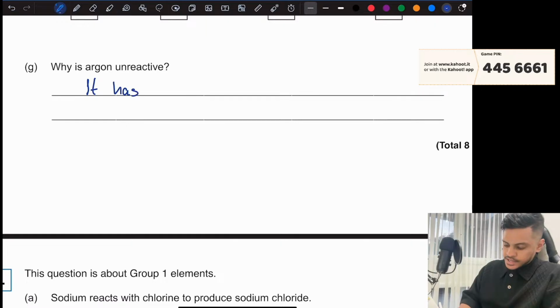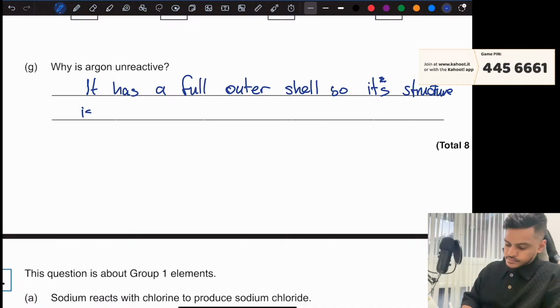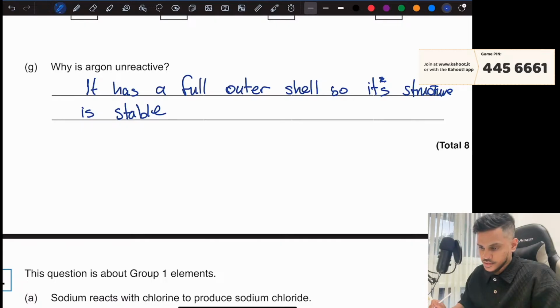It has a full outer shell, so it's stable. Yes, so its structure is stable. Amazing. You guys are smashing it. So yeah, definitely. It doesn't lose or gain electrons because of that. Okay? That's what makes it inert.